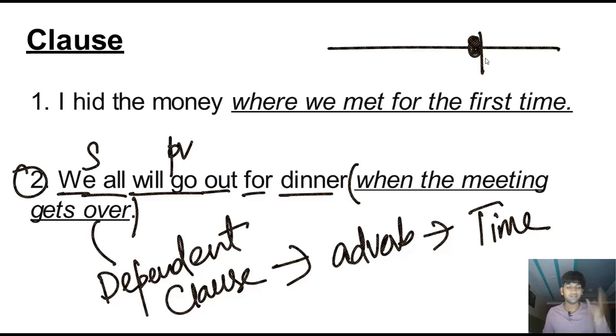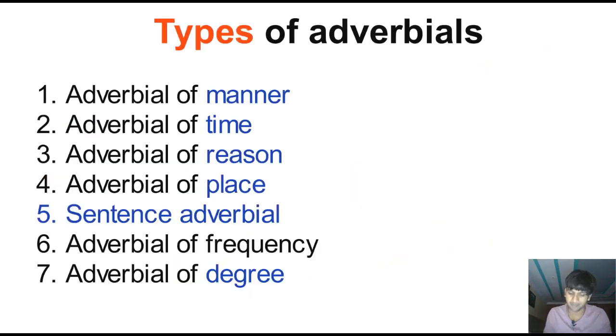So an adverbial can be a word, we saw that, can be a phrase, we saw that, can be a clause, we've seen that just now. Now, types of adverbials. Number 1, adverbial of manner, which talks about the manner in which an action happens. Adverbial of time talks about the time of the action. Adverbial of reason gives the reason for the action. Adverbial of place talks about where an action takes place.